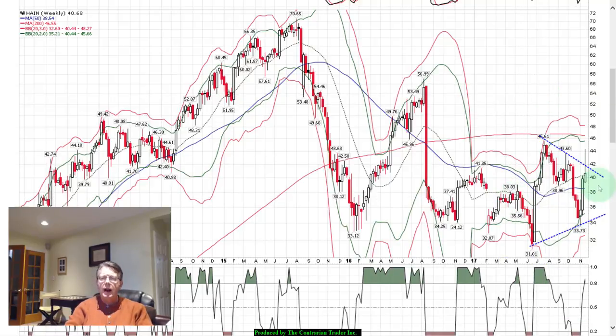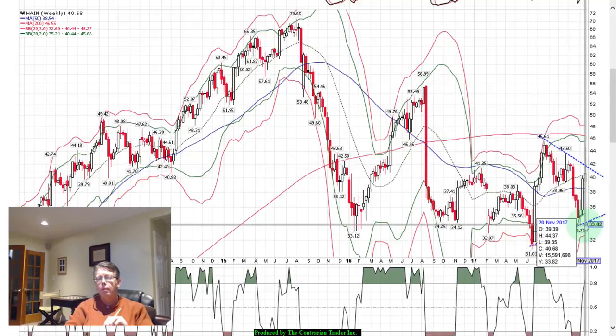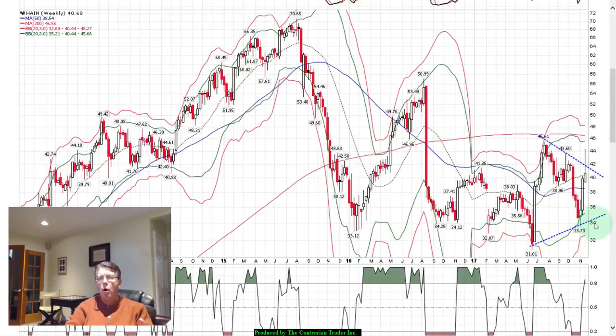Let it prove itself. Let it break out above this upper band of resistance and close there on a weekly basis. Or let the shares pull back to prior support and then buy it there with a stop loss right below. Simple as that. There's no pressure on you if you don't own it.